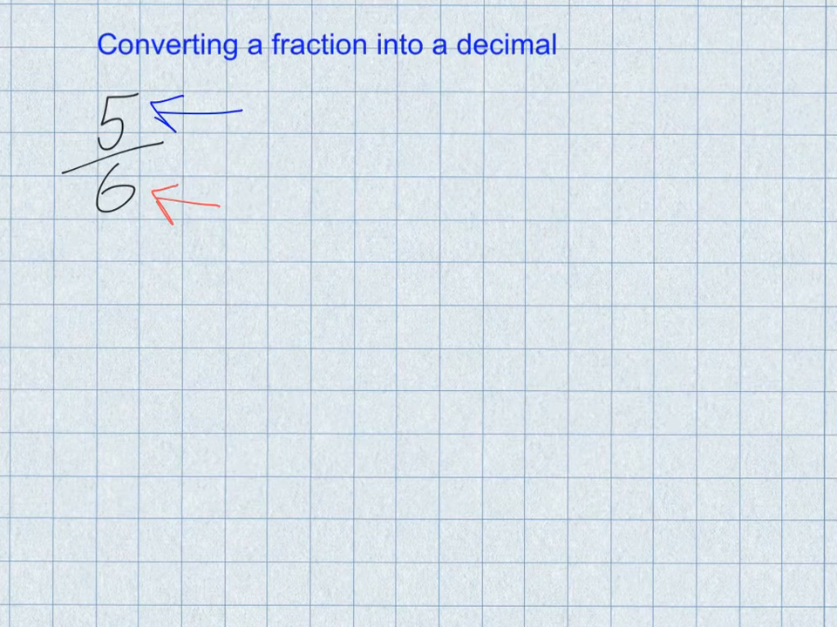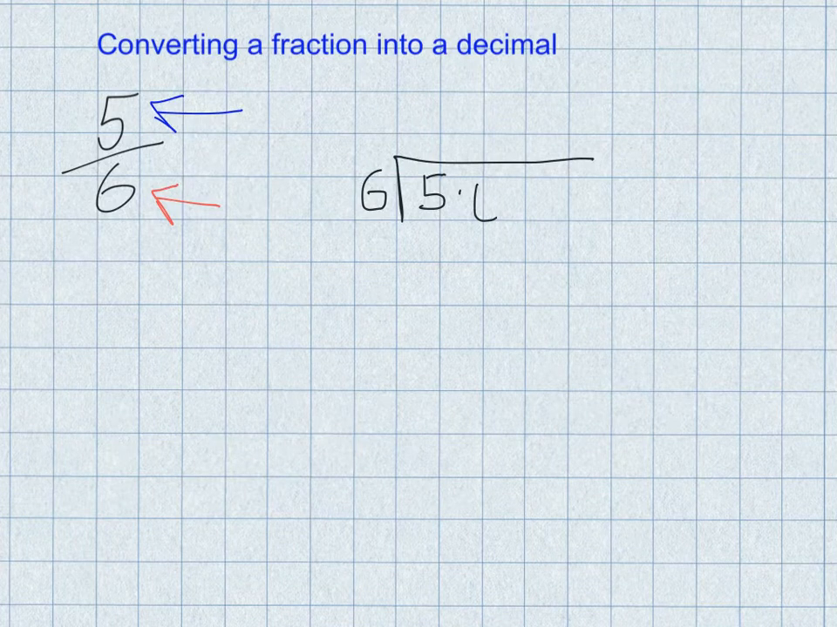Now, to do this correctly, I'm going to use the long division method, or what we sometimes call the bus stop method. And I'm going to divide my denominator into my numerator. So it's going to be the larger number divided into the smaller number. Now, in order to do this correctly, I'm going to have to make the number inside the bus stop. I'm going to have to add some decimal places. So I'm going to have to turn that into 5.0 or maybe even 5.00. I go ahead and start to do this.